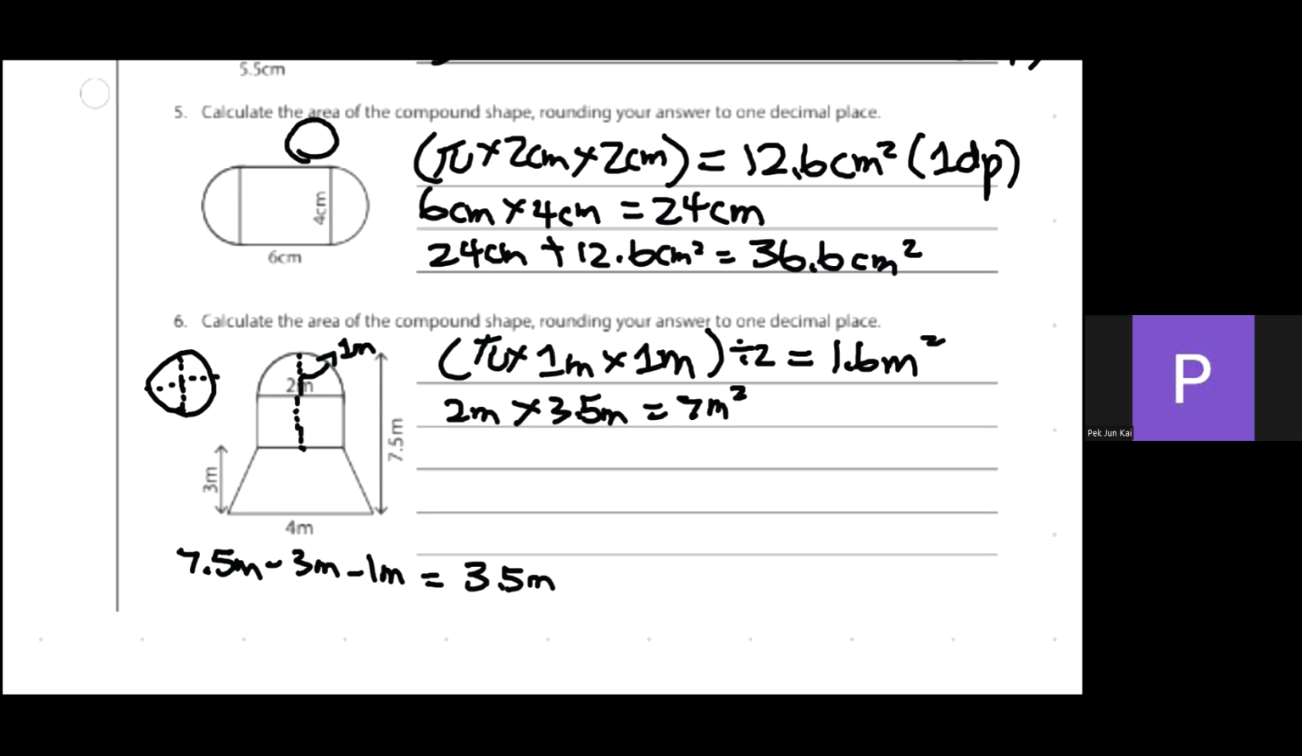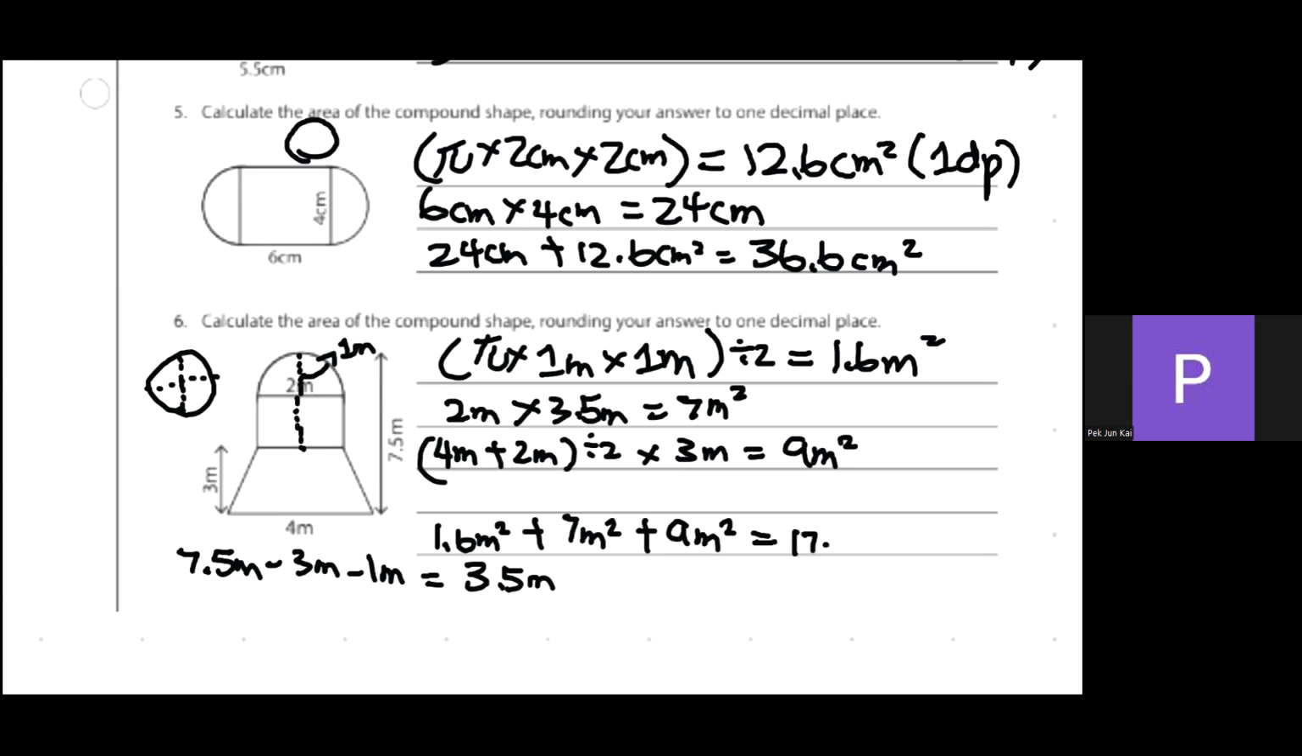Next, we calculate the area of the trapezium. 4 meters plus 2 meters divided by 2 times 3 meters. We would get 9 meters squared. So to calculate the area of this compound shape, we take 1.6 meters square, which is the area of the semicircle, plus 7 meters square, which is the area of the rectangle, plus 9 meters square, which is the area of the trapezium, to get 17.6 meters square.